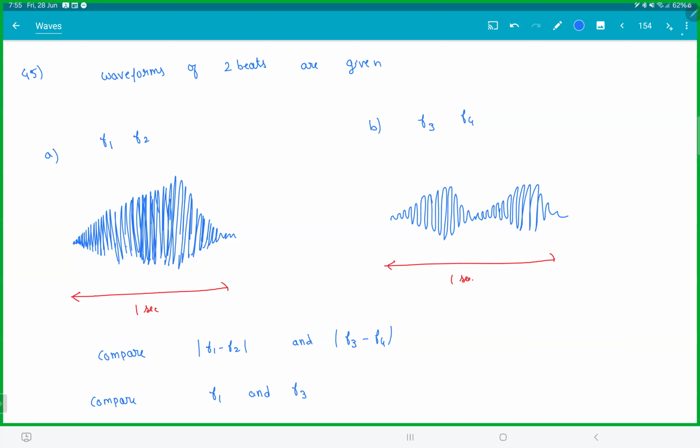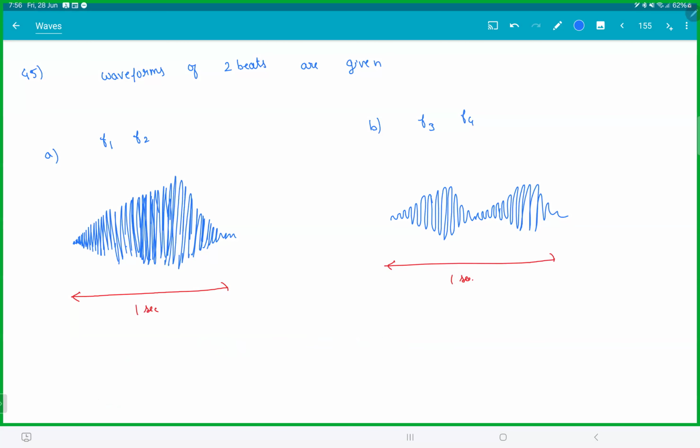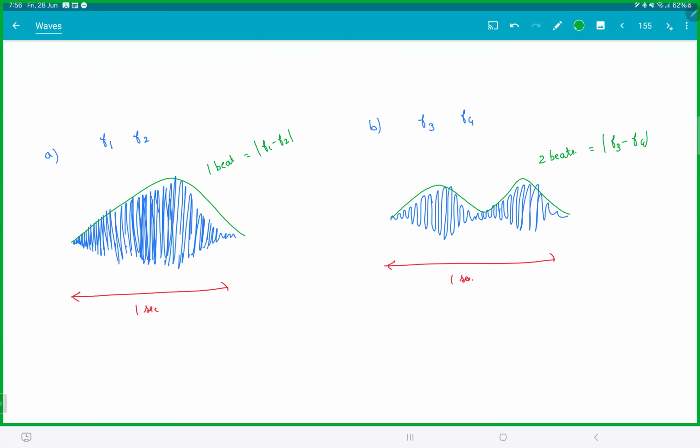The first one was easy. If you look at this in 1 second, this is a beat, right? Increase and decrease. So this is one beat in 1 second. This is increase, decrease, increase, decrease. So there are 2 beats in 2 seconds. This is nothing but mod F3 minus F4. And this is mod F1 minus F2. So the first one is clear.